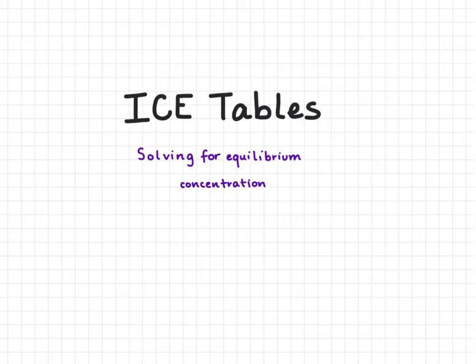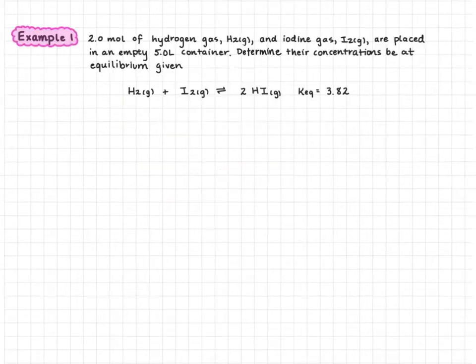In this video, we're going to look at ice tables. We're going to be solving for the equilibrium concentration when we are given the initial concentration of one or more reactants and the equilibrium constant. In this example, we have the question: 2 moles of hydrogen gas, H2, and iodine gas, I2, are placed in an empty 5.0 liter container. Determine their concentrations at equilibrium, given our equation: hydrogen gas plus iodine gas forms 2 hydrogen iodide gases, with an equilibrium constant of 3.82.